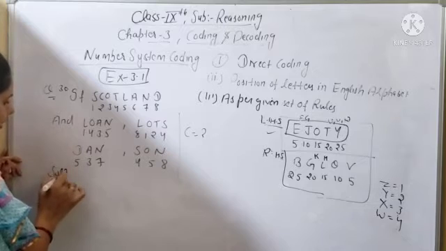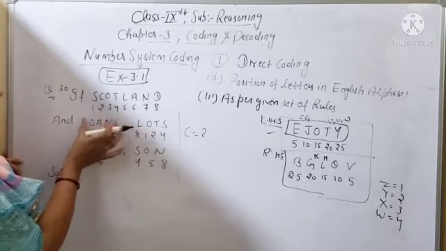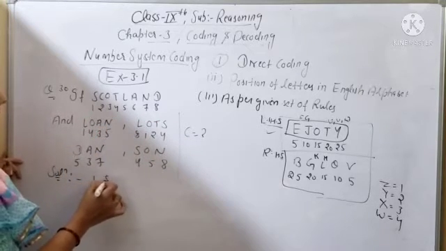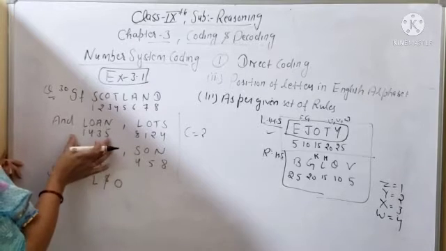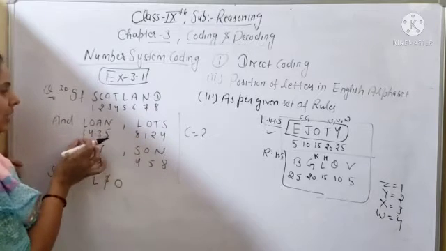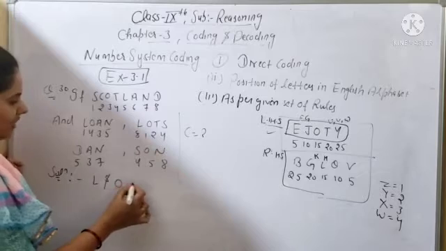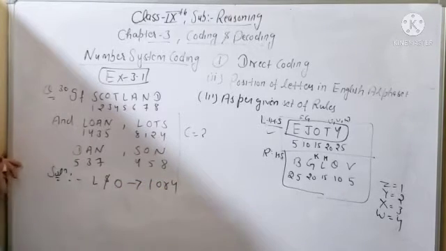So beta, solution: you can check LOAN and LOTS. Here in LOAN and LOTS, what is the common part? You can see L and O are common. And what are the common numbers in 1, 4, 3, 5 and 8, 1, 2, 4? 1 and 4 are common here. So what can be the code of L and O, beta? 1 and 4. Clear? L and O are now 1 and 4.